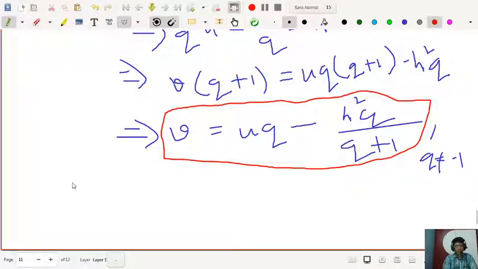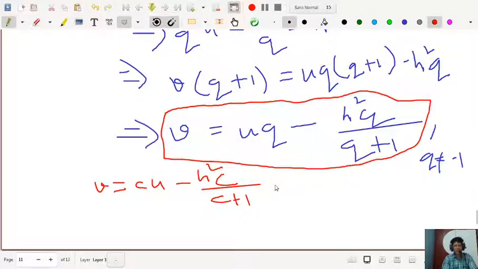So what is the general solution in this case? General solution is v equal to cu minus h square c by c plus 1. This is the complete primitive, and you can substitute your u and v in terms of x and y. You will get the general complete primitive. Okay, so you can get this directly, and you can search for the singular solution also in this problem, because you know how to calculate. You have to differentiate with respect to q.